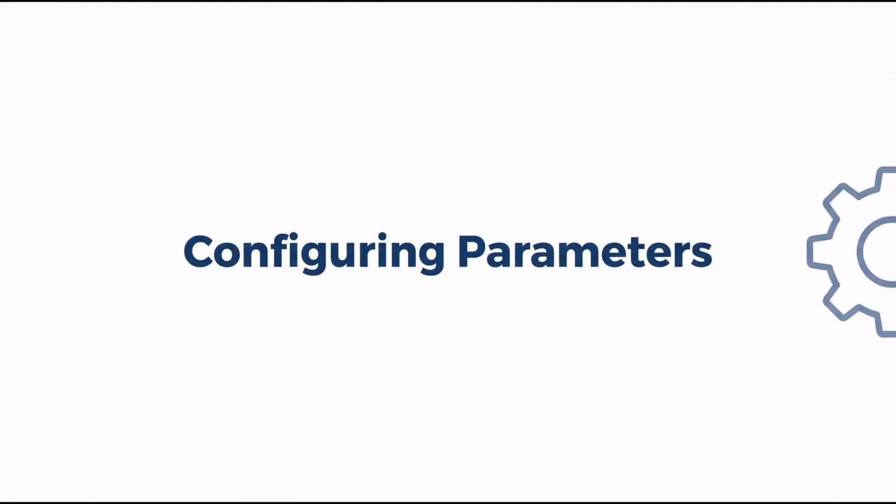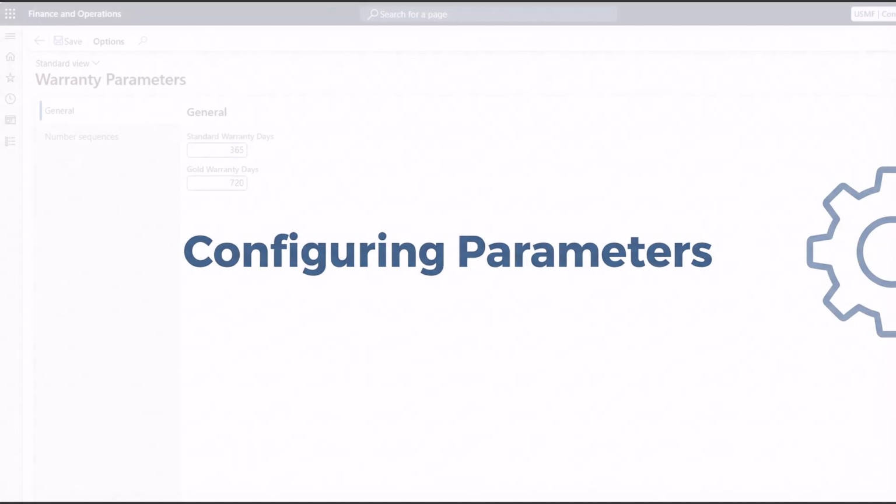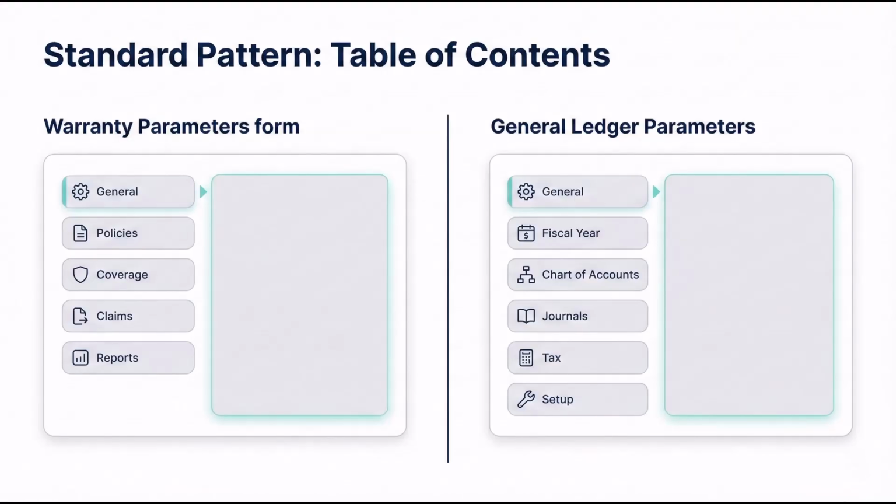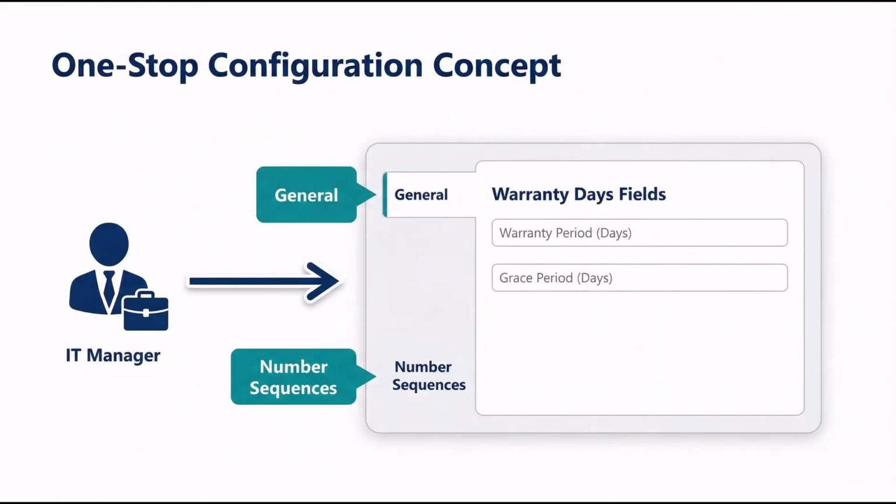We are going to build the main parameters form for our module, giving users a single place to manage all those settings. Microsoft calls this the table of contents pattern. You have definitely seen it before. Think about the general ledger or AR setup screens. It is the standard way to handle settings in the system. So the IT manager or functional consultant can open this form, go to the general tab, configure the warranty days for standard and gold customers, maybe go to the number sequences tab and manage all those settings in one place.